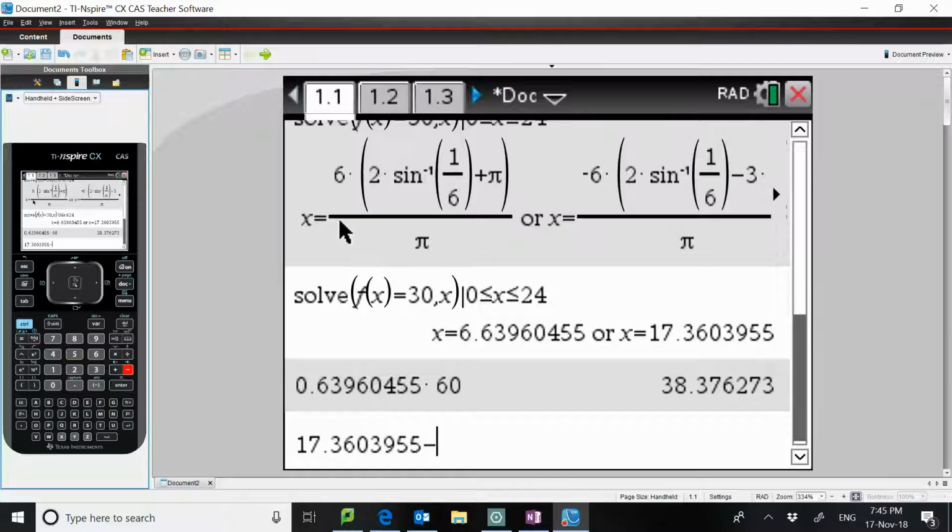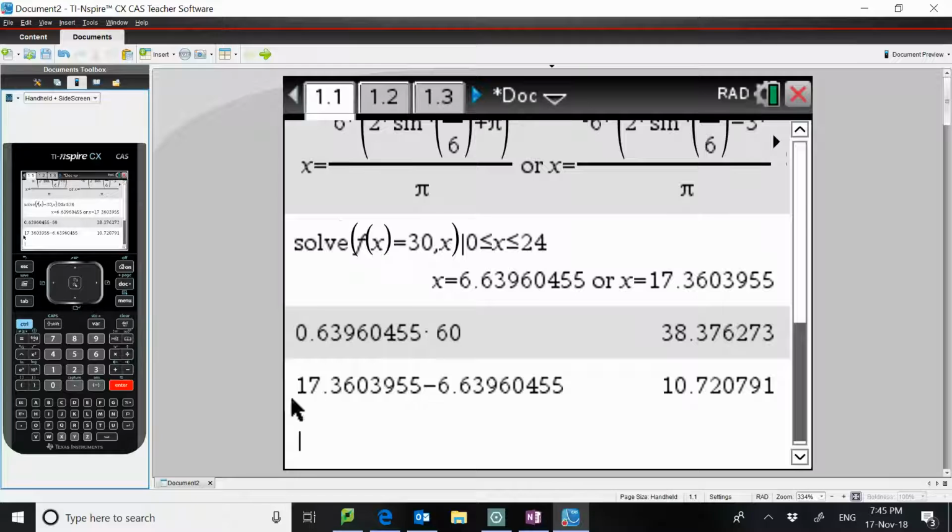17.36039555. Take away 6.63960455. This gives me the time difference. The first time and the second time, how long were they, like, obviously above 30? It was clearly from this direction or this time. It's 10 hours and 10.72 hours.